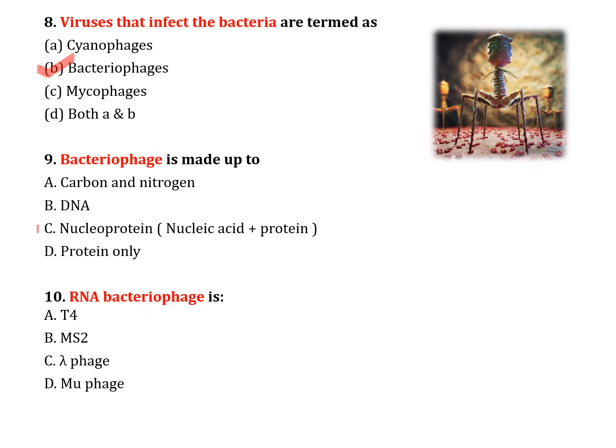The next question number 10. RNA bacteriophage is option A T4, option B MS2, option C lambda phage, option D Mu phage. Correct answer is option B MS2. But in most of the bacteriophages, the genetic material is double stranded DNA.